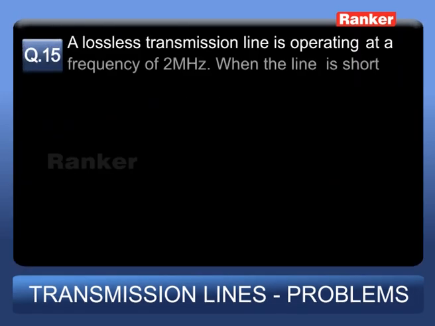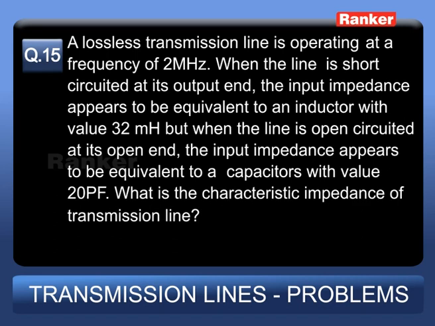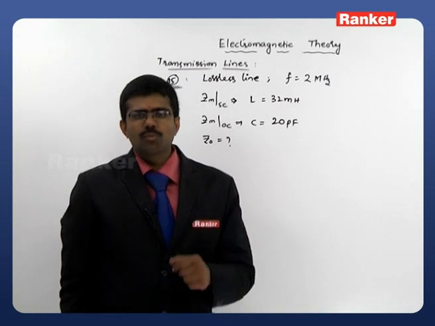A lossless transmission line is operating at a frequency of 2 MHz. When the line is short circuited at its output end, the input impedance appears to be equivalent to an inductor with value 32 millihenry, but when the line is open circuited at its open end, the input impedance appears to be equivalent to a capacitor with value of 20 picofarad. What is the characteristic impedance of our transmission line? Let's observe the solution, this is a little bit tricky problem.